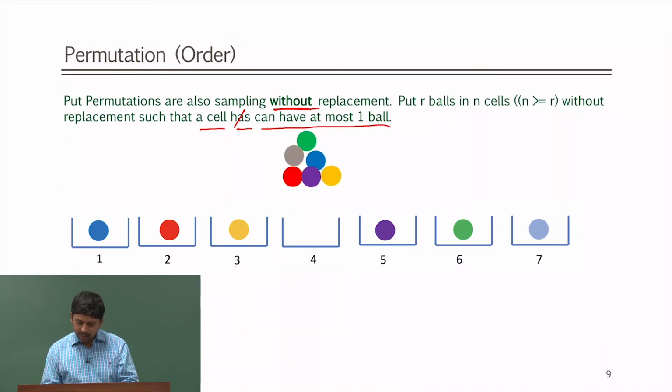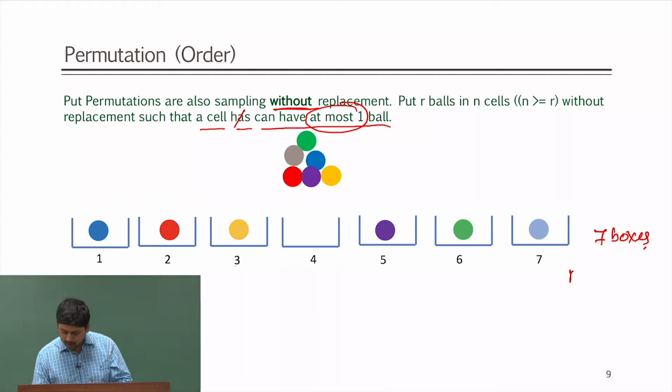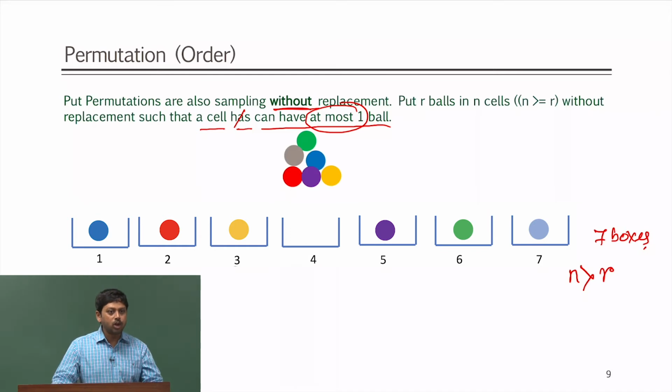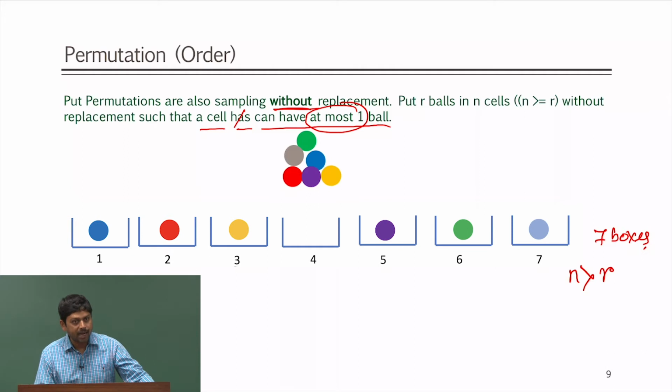So, as you see, now I have 7 boxes. I said at most, right? Why did I say at most? This is very important. Because if my number of boxes is greater than the number of balls, then all the boxes will not be filled, because I can put at most 1. So, it can be 0 or 1. All are distinguishable balls, all are distinguishable boxes. So, how many ways can we do that?